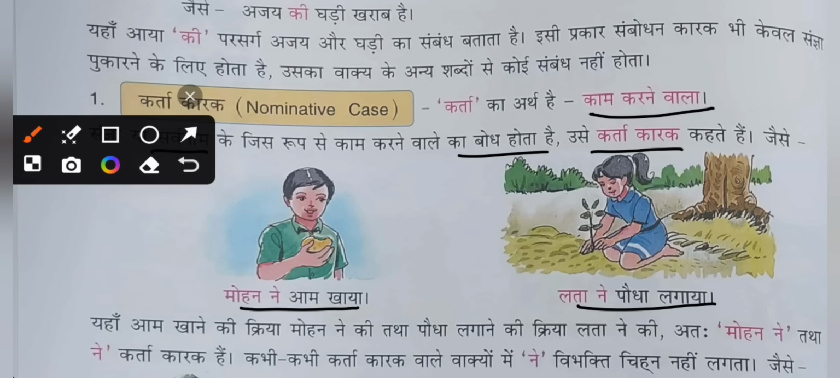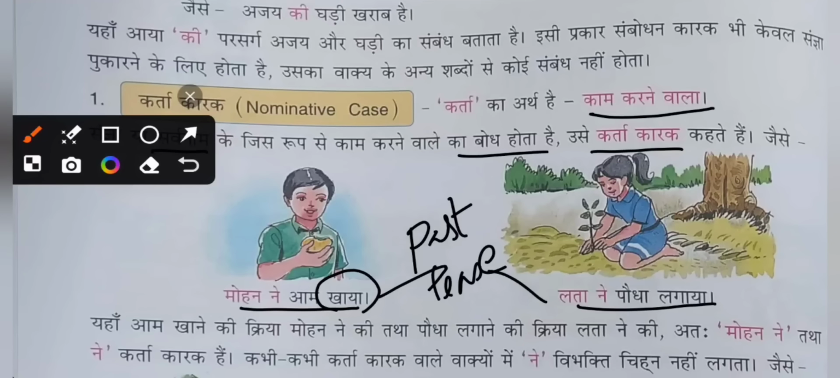Is it in the present tense, past tense or future tense? Both the sentences are in the past tense. The work is done already, right? Now we have to ask the question to the verb. What is the verb? Khaya, lagaya. So always in Hindi, the verb will be at the end of the sentence. You know, right?